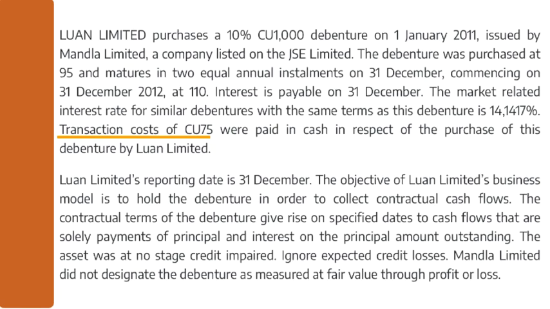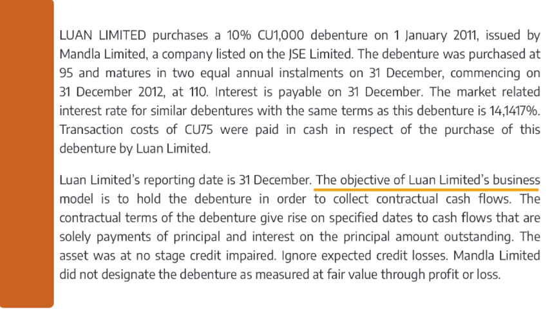Transaction costs of 75 Rand were paid in cash in respect of the purchase of this debenture by Luan Limited. So what do these transaction costs represent? Well, Luan Limited could have used a broker that did this debenture transaction on the JSE Limited. And if a broker did this transaction, they will charge a fee. And Luan Limited will have to pay that fee. And Luan Limited paid a transaction cost of 75 Rand. Luan Limited's reporting date is 31 December.